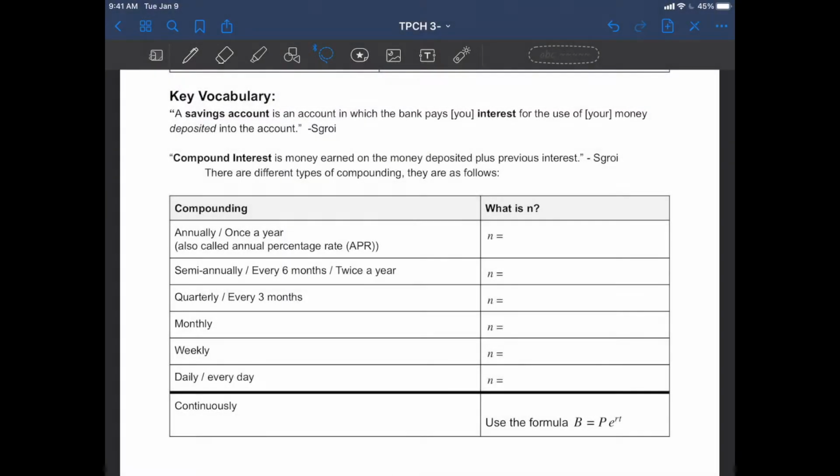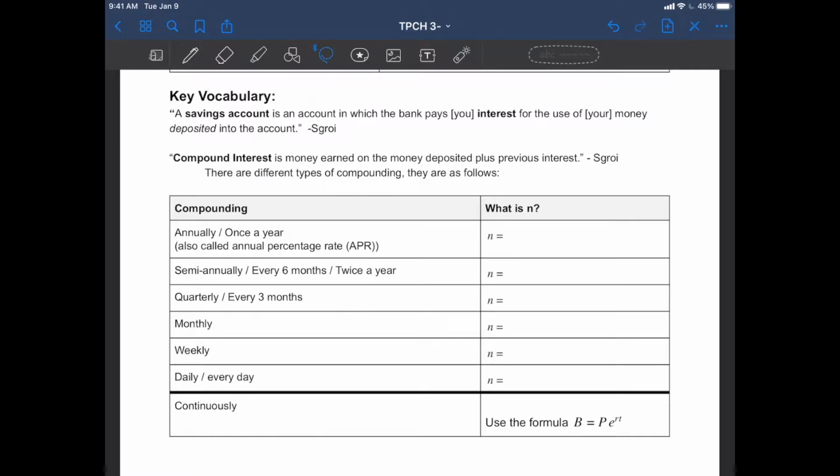So here's some key vocabulary that we should probably know. A savings account is an account in which the bank pays you interest for the use of your money deposited into the account. And forgive me, I do not know how to pronounce this author's name, but he is the author of a financial algebra textbook.